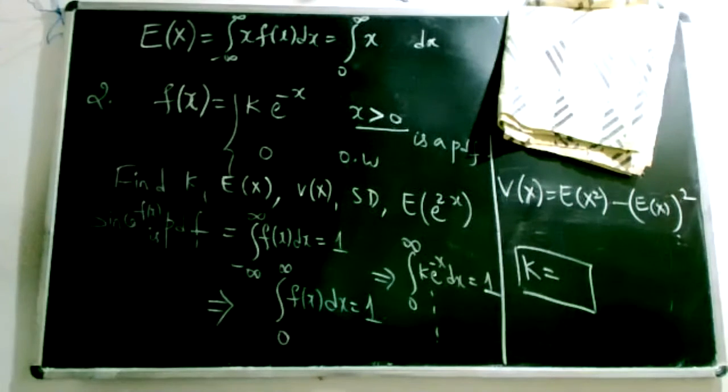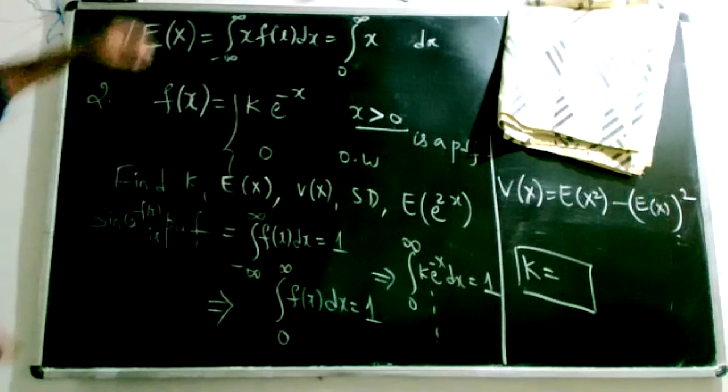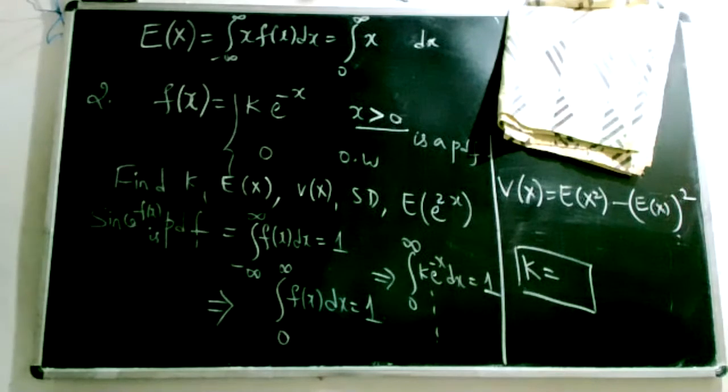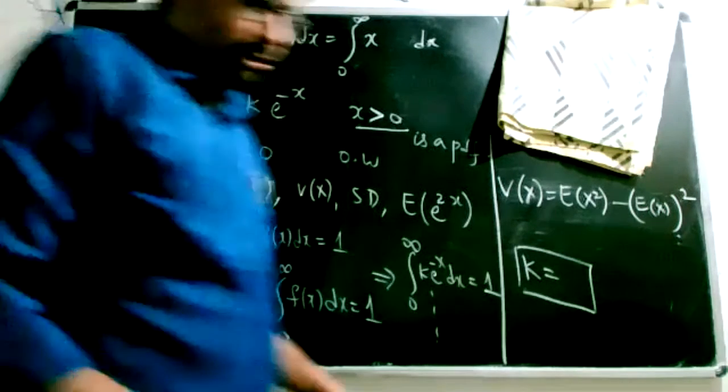ಏನು integration of e power minus x is e power minus x by minus 1. So when you put the limits infinity and 0, e power minus infinity becomes 0, e power 0 becomes 1. So I'll be left with k is equal to 1. ಸುಲಭ ಅಲ್ವಾ?